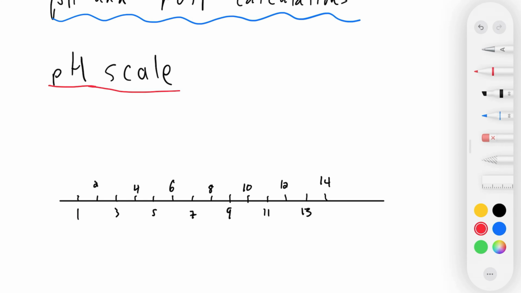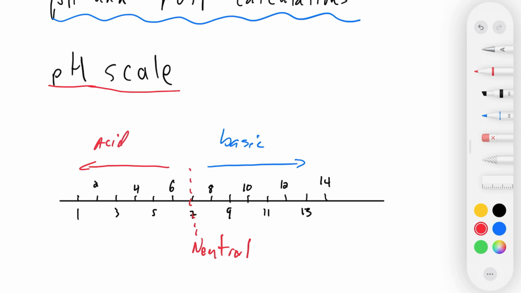So here's the pH scale. 7, of course, would be anything that is considered to be neutral. And the way it works, if we can recall, is that anything past this line is basic. And then anything that goes to the left of that neutral line would be considered acidic. And the difference between each of these, so 1 and 2 is times 10, 2 and 3 times 10, etc.